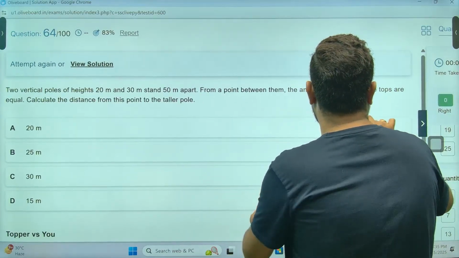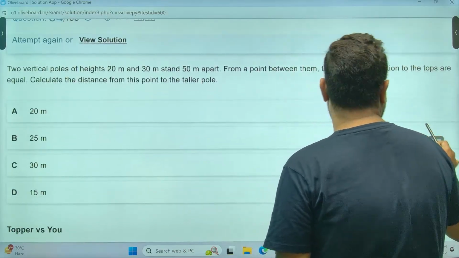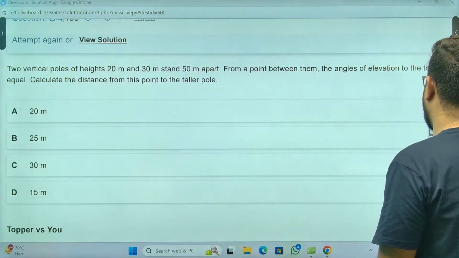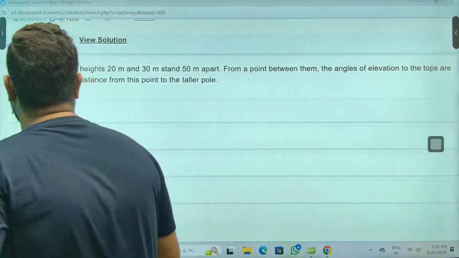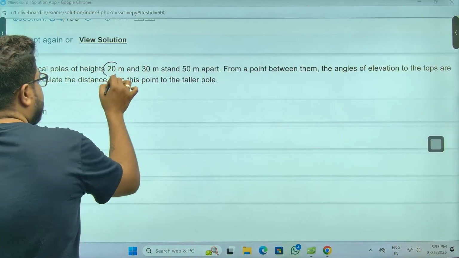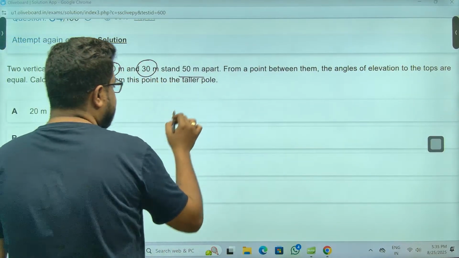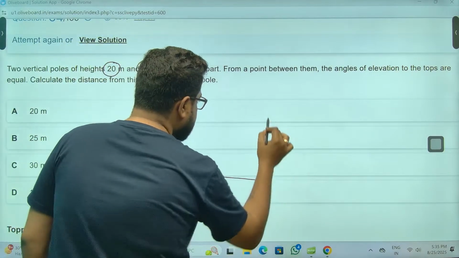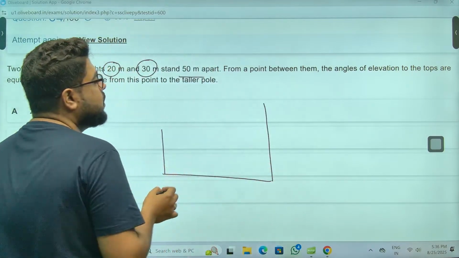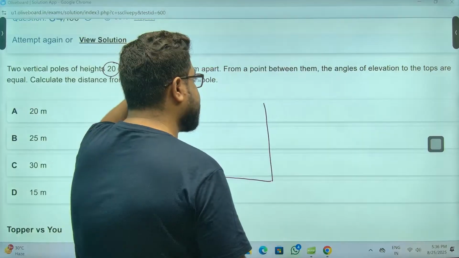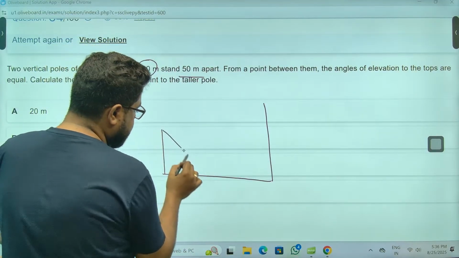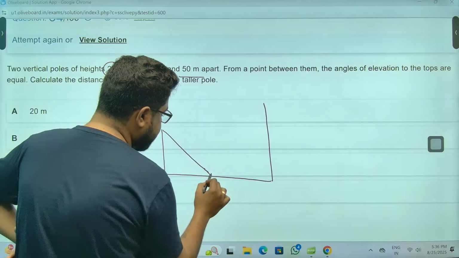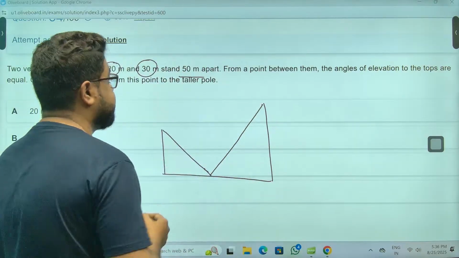Two vertical poles. But again, these questions are not difficult. You cannot say these are difficult questions. Very simple, not calculative, nothing. Two poles, 50 meters apart. Okay, so A is higher. From a point between them, the angle of elevation is equal. Acha, so definitely this point will be skewed towards the left.